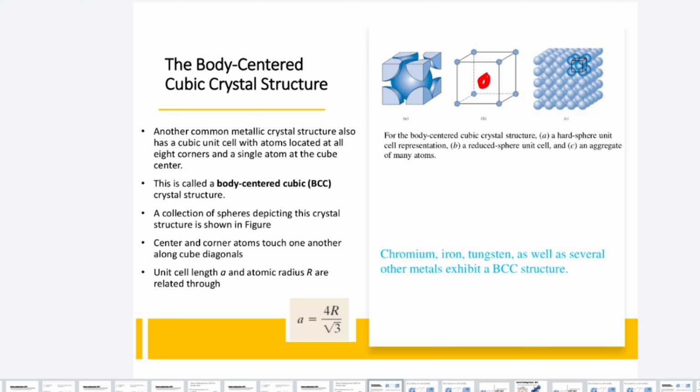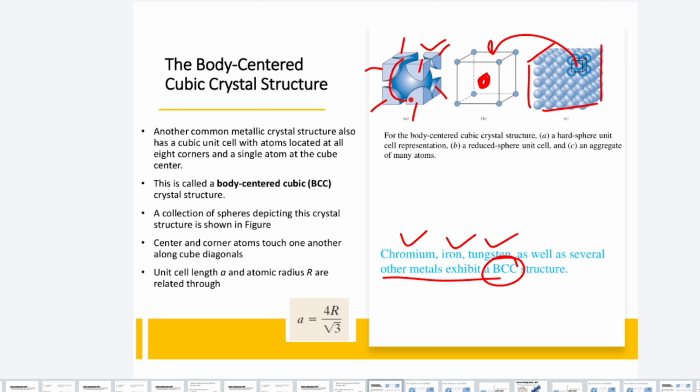Now this type of shape, the chromium, iron, tungsten, as well as several other metals exhibit this BCC structure. And here we have the 3D structure. If we take a simple unit of this and simplify it, it will be like this. Here, look, we have the corner atoms, and inside the corner atoms, we have one complete atom. We will now find how many total atoms are there. And the relation of a with r is this: a is equal to 4r divided by under root 3. We will find it in the atomic packing factor.